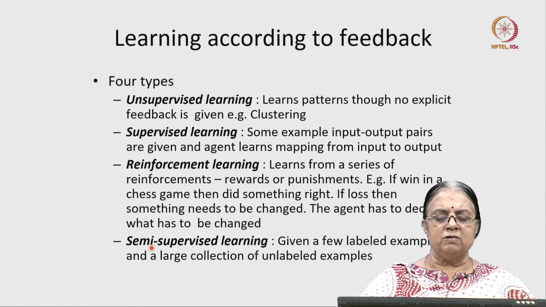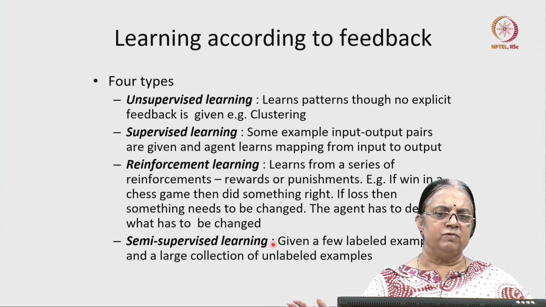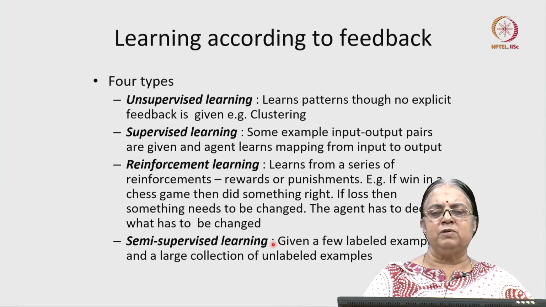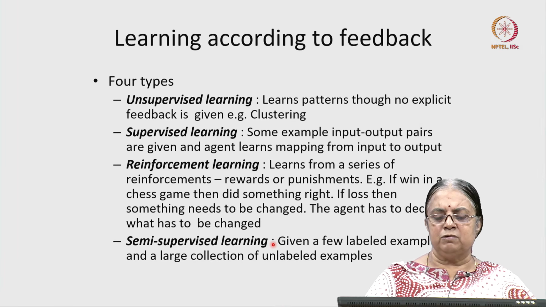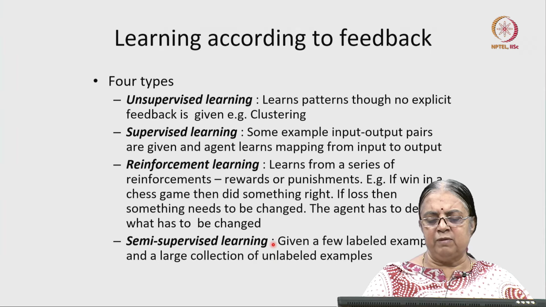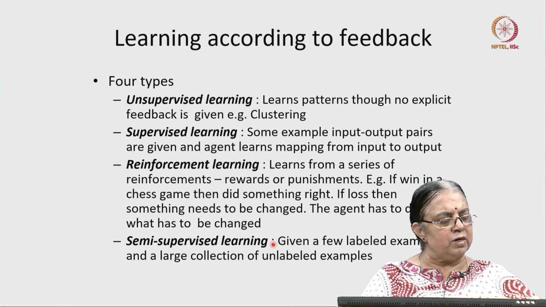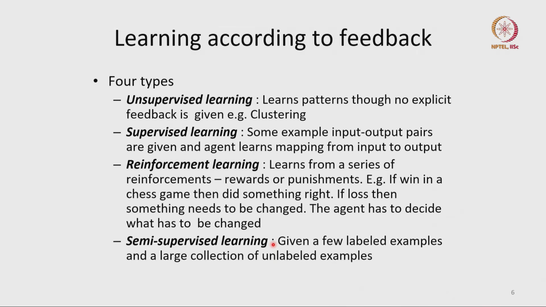And the fourth one is called the semi-supervised learning, where unlike in supervised learning, you just have a few labeled examples, not a lot of them, and most of the examples are unlabeled. Okay, so, the number of labeled examples is too few. So, just using only those you will not get a good accuracy. So, what do you do in such cases? So, these are the 4 types which we work on.